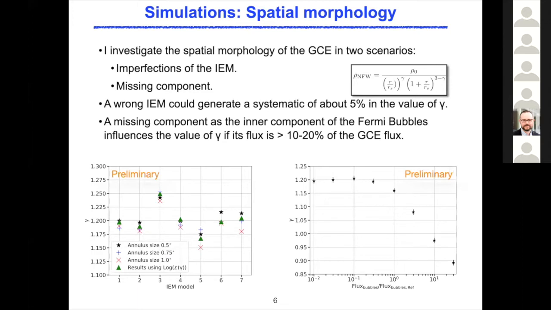On the other hand, if we are missing one component, increasing the flux of these missing components, you see that the value of gamma deviates a lot from the injected signal, that is 1.2. So basically, it is important to have all the components in your model, of course, and at the minimum, you expect at least 5% of systematics in the value of gamma for the reconstructed spatial distribution of the Galactic center excess.